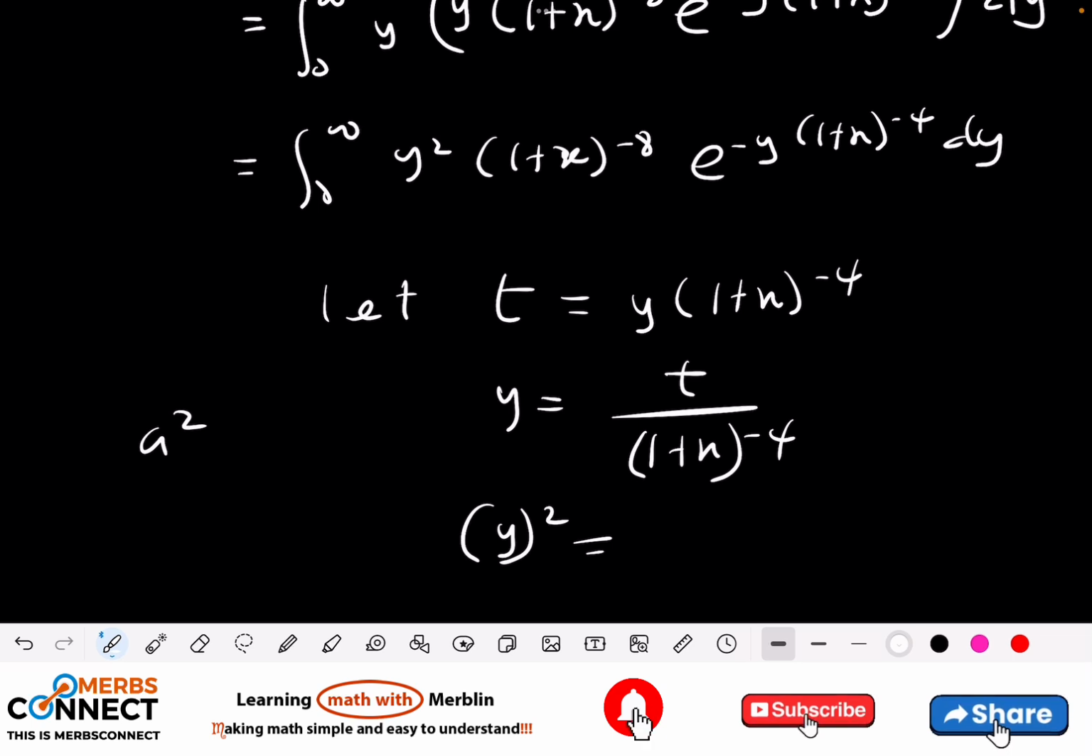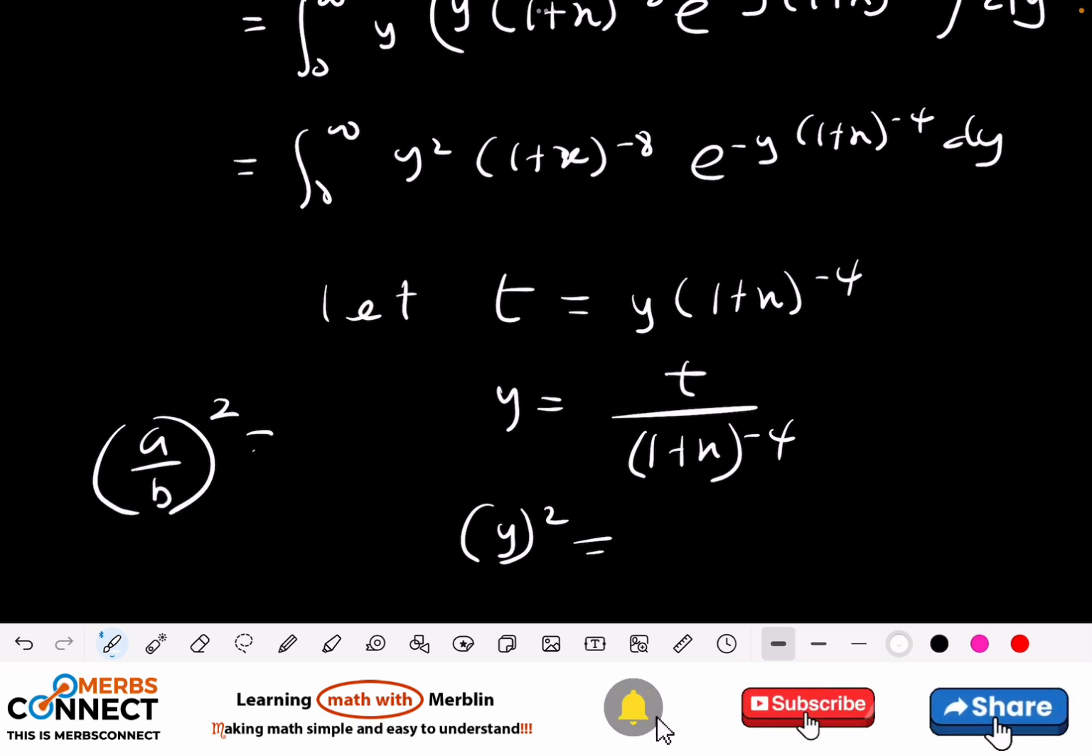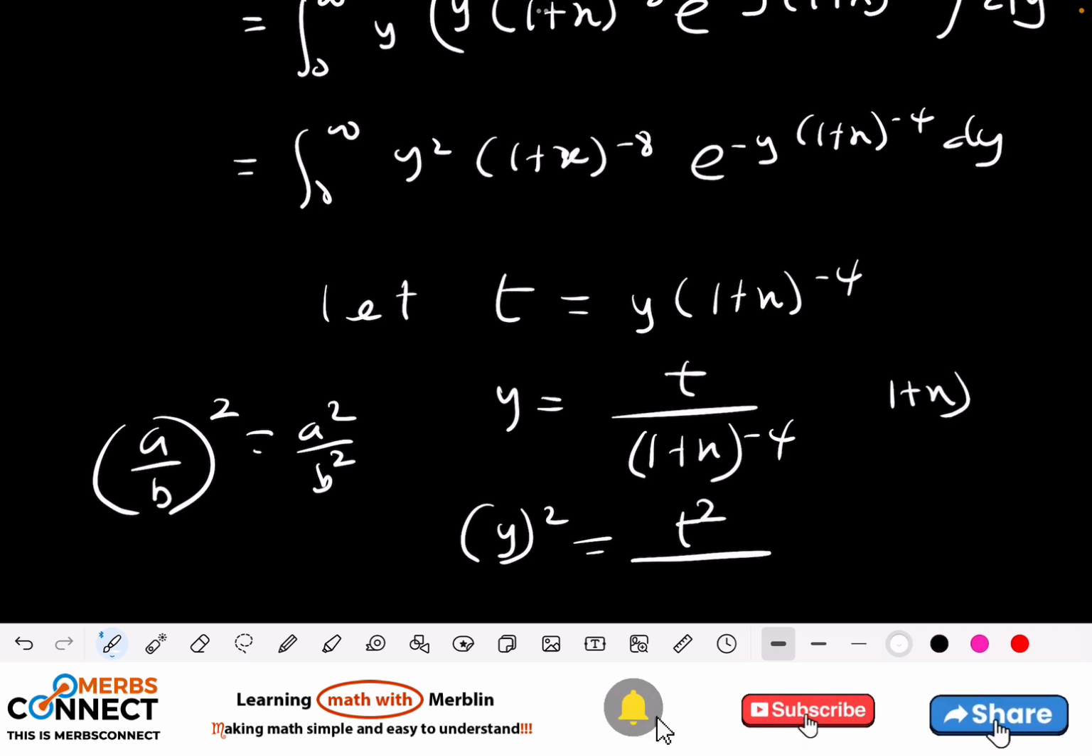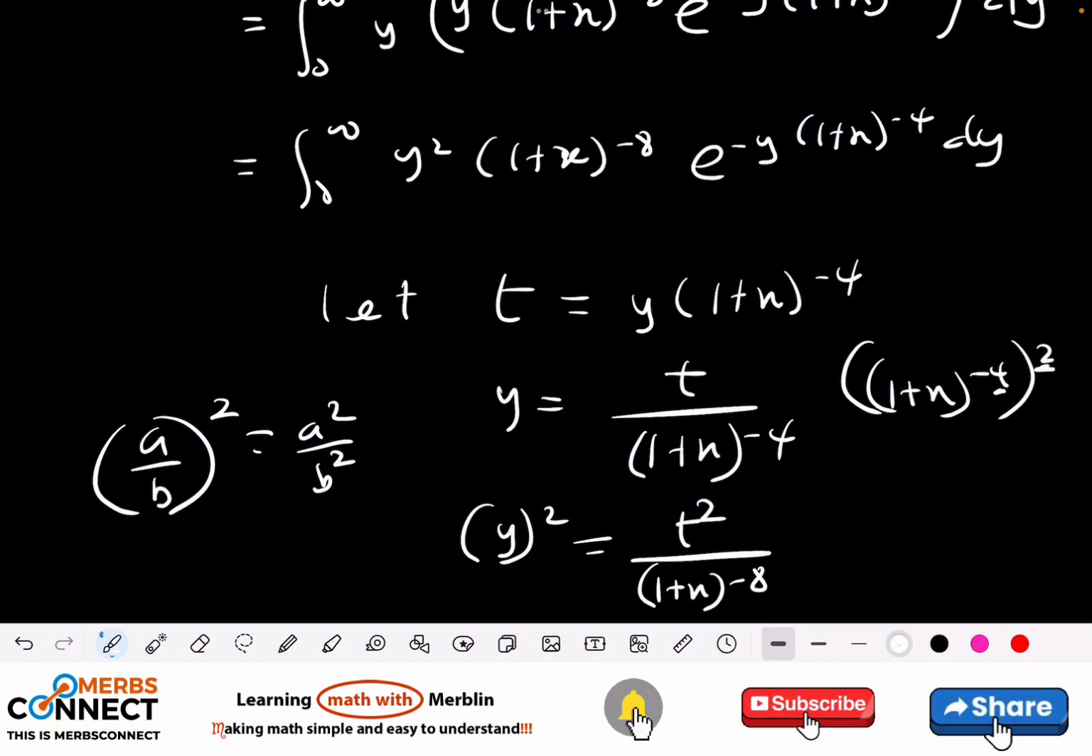So when I square a over b, this is the same as a squared divided by b squared. So this is the same as t squared divided by, now look at this one. When I square 1 plus x to the power minus 4 squared, these two will multiply. So this one will produce 1 plus x to the power minus 8, right? Not 16. It's going to multiply, like you having a to the power 2 times 2. So you multiply them. You don't square it. So that is what you need to learn from there.